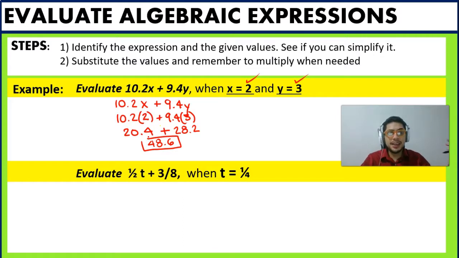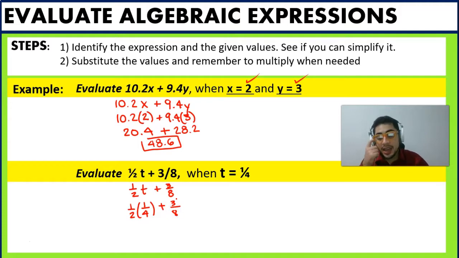Now, let's try tackling another problem. In this case, we have to evaluate the expression 1/2 t plus 3/8, right? And now they tell us that the value of t is 1/4. So we just substitute. So 1/2 times 1/4 plus 3 divided by 8.